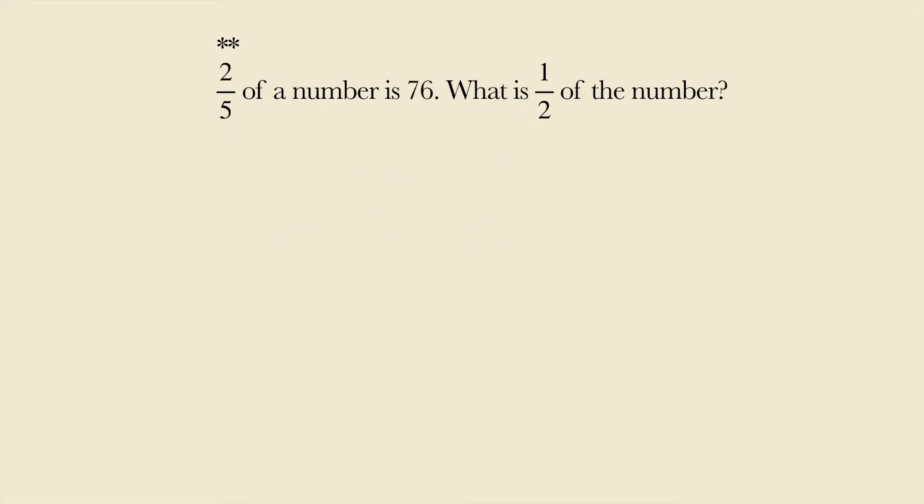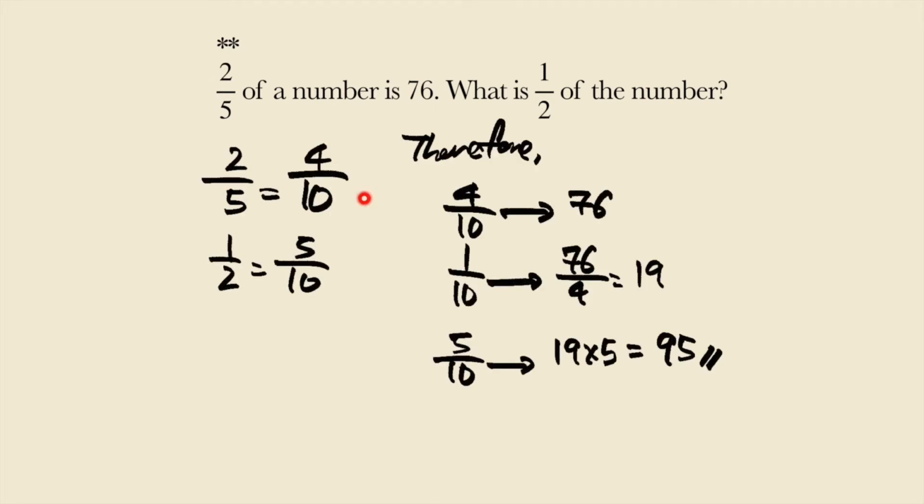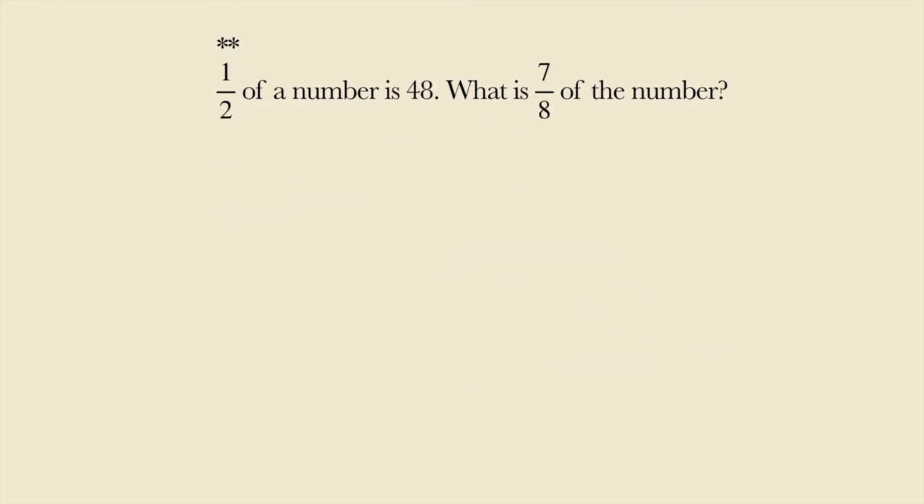Ooh, look at the denominators here. 5 and 2. Okay, so 2/5 of a number is 76. Alright, so 2/5 of a number, how about I call it 4/10 of a number? Yeah, 4/10 of a number is 76. What is half of the number? Okay, instead of saying what's half of the number, what's 5 over 10 of the number? See, now I'm working with 10 as the denominator throughout. That's cool. So 4/10 as given is 76. 1 unit is 19. 5 over 10, which is half, 5 over 10, we're going to times 5 and get us 95.